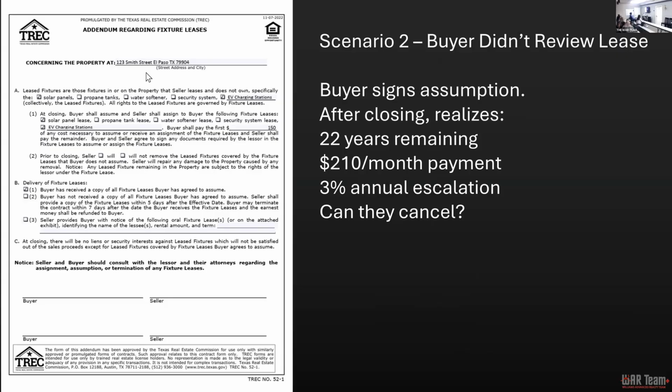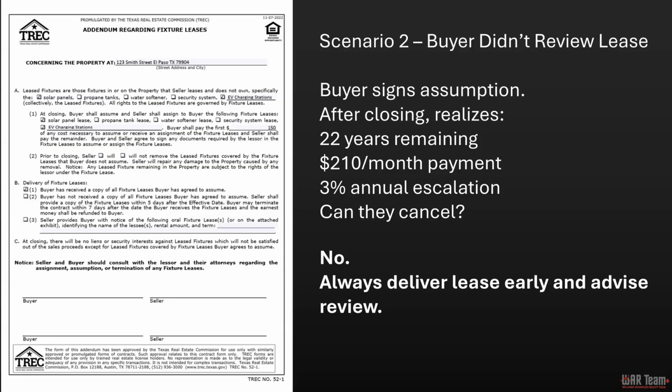All right. Scenario 2, buyer didn't review the lease thoroughly, had a terrible buyer's agent, right? Buyer signed the assumption. After closing, realized there's a 22-year remaining lease requirement, $210 monthly payment, 3% annual escalation. Can they cancel now? We got no in the room. Anybody say differently? I would say it depends on what this form says and how they filled it out. Check out number 2. Well, true, but they've already executed. There's pretty much no way.